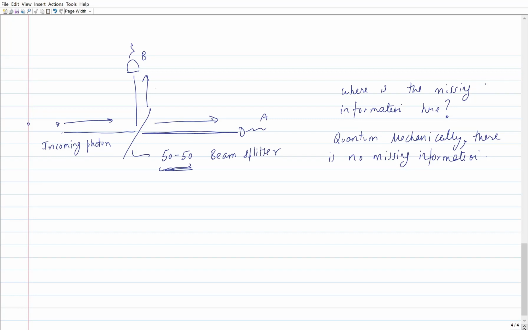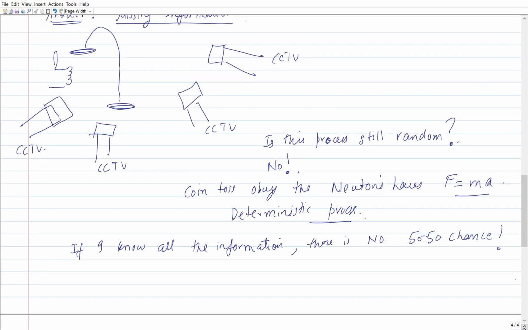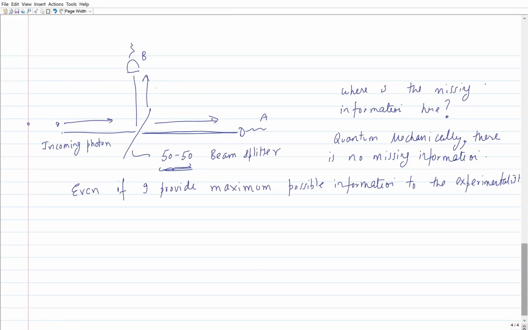What that means is that even if I provide maximum possible information to the experimentalist, this event is fundamentally random.